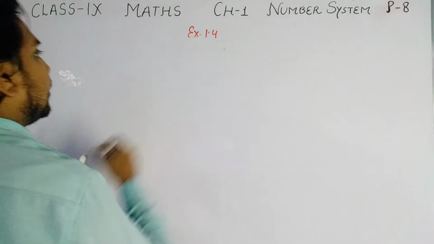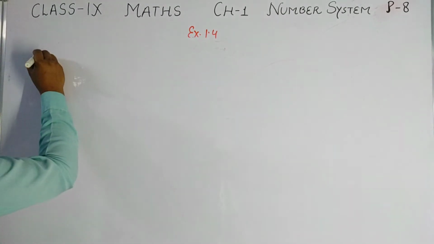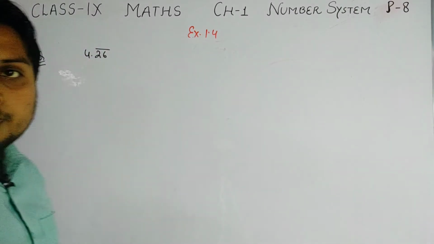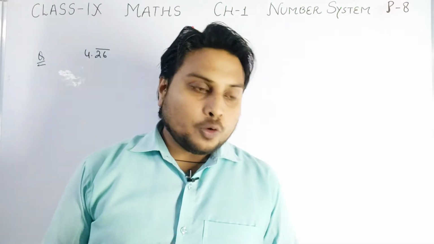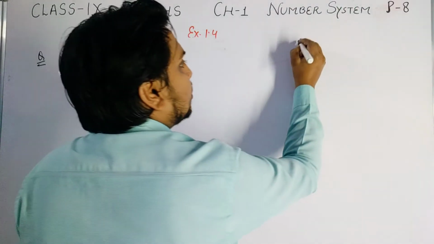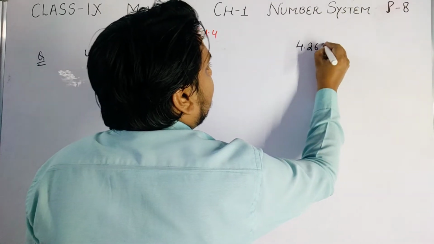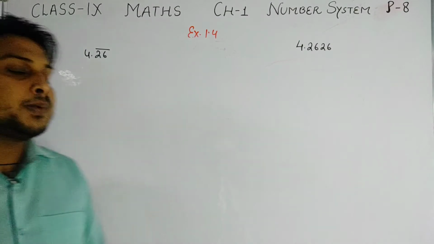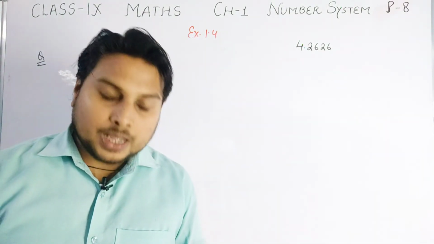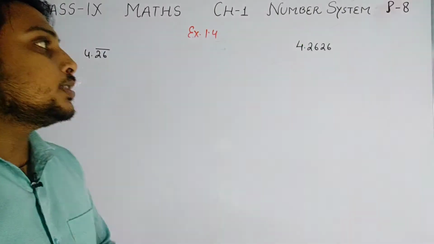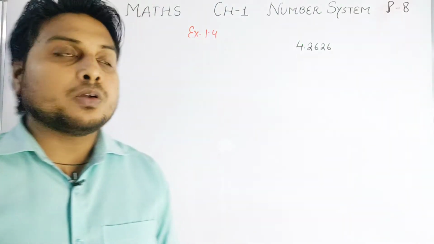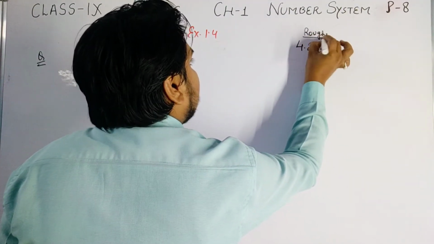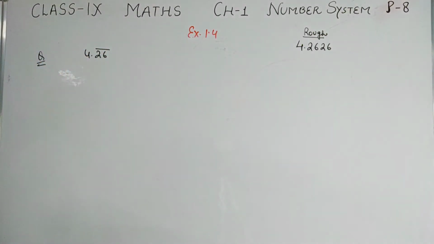So basically, the question is that you have to represent 4.26 bar on the number line up to 4 places of decimal. Up to 4 places of decimal means the number will be like 4.2626. So for this, firstly we will decide the end points, and then we will represent it on the number line.